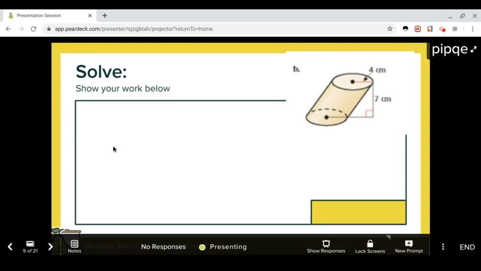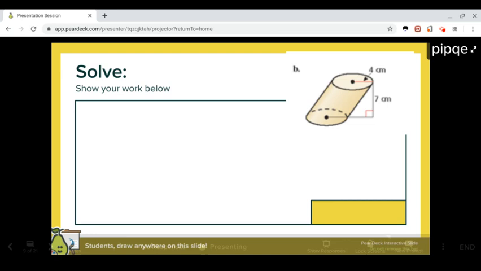Okay, so this would be a time for you guys to explore this one on your own. For example, I'm going to try this one on my phone just so that you can see how it would work. And so we have the volume equals pi r squared h. So let's see, it would be, so again, let's see.